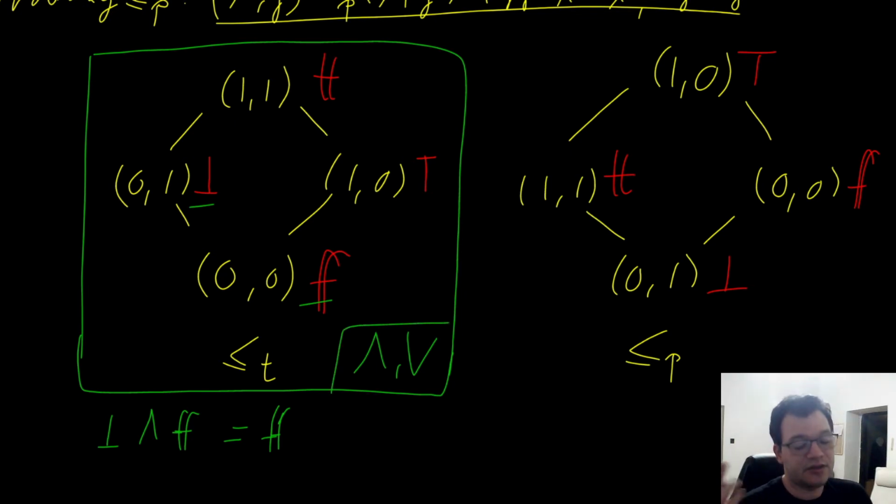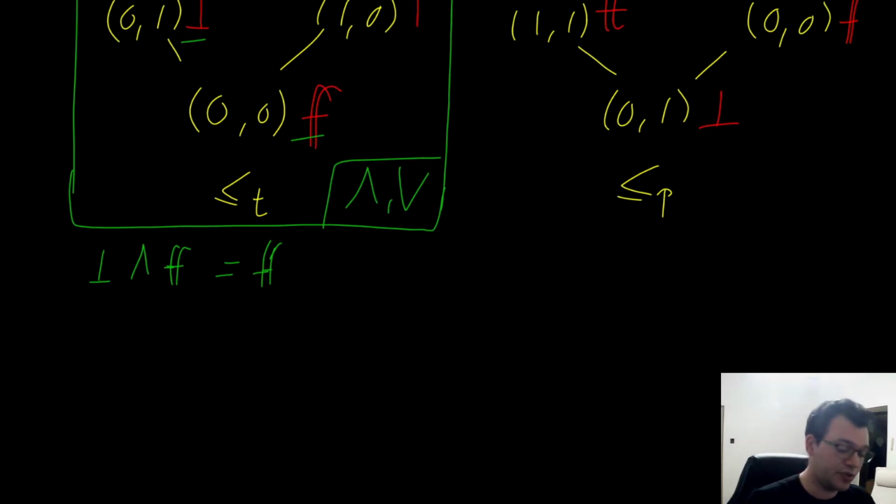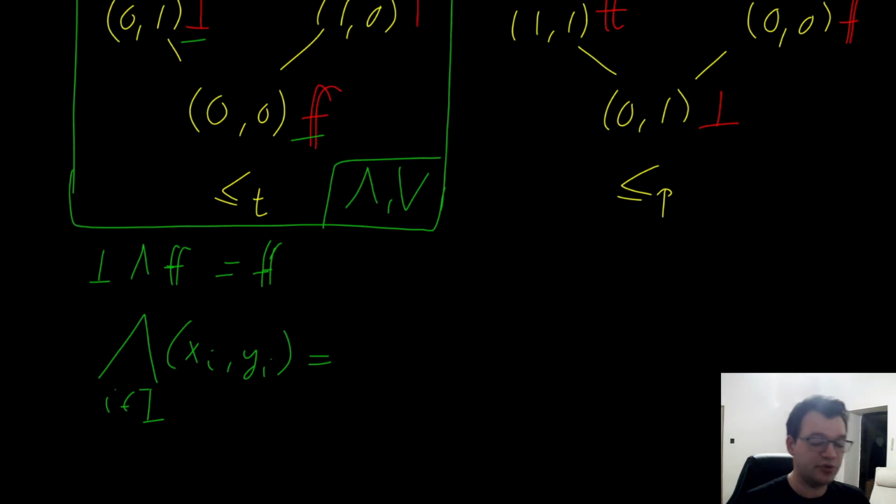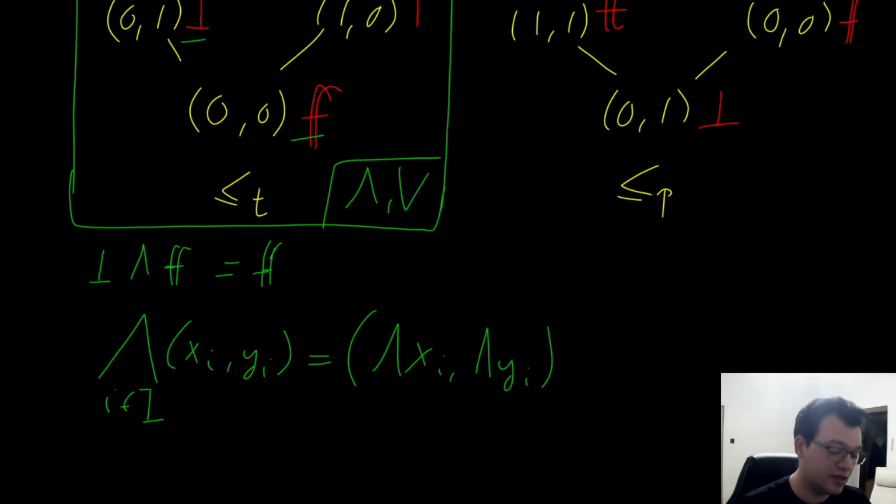But conjunction and disjunction are simply the supremum and infimum operators of the truth ordering. And in general, if you want to compute, say, the supremum of some values (x_i, y_i) for some index set I, then you just have to compute the infima pointwise. So you just have to compute the conjunction of the x_i and the conjunction of the y_i for each i. Yeah.